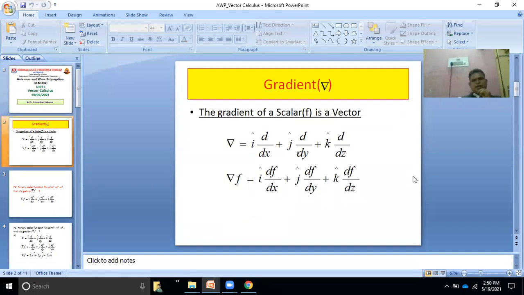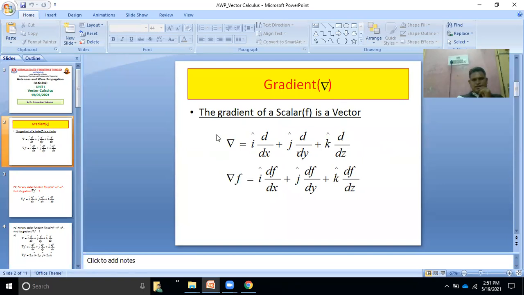In vector calculus, we frequently come across the gradient of a vector. The gradient is represented by this inverted triangle symbol. Suppose we have a scalar f. The gradient of a scalar is a vector.